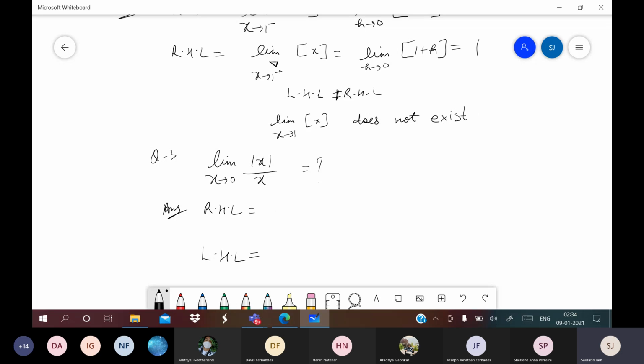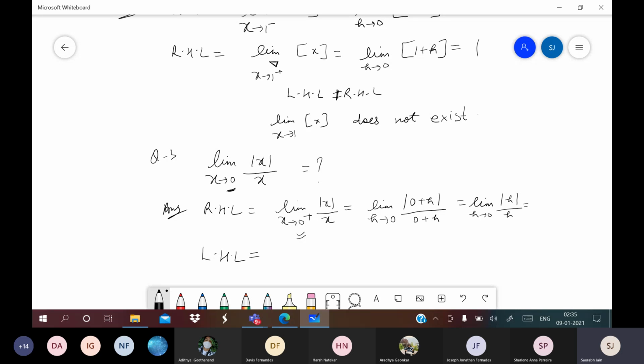See, first let us find RHL. So RHL means x tends to 0 plus. All of you listen very carefully. These are important questions. First thing, how to write RHL? x tends to a plus. Now what changes do we make from here? We write h tending to 0, and in place of x we write a plus h everywhere. What is a here? A is 0. So this becomes limit h tending to 0 of mod h upon h.